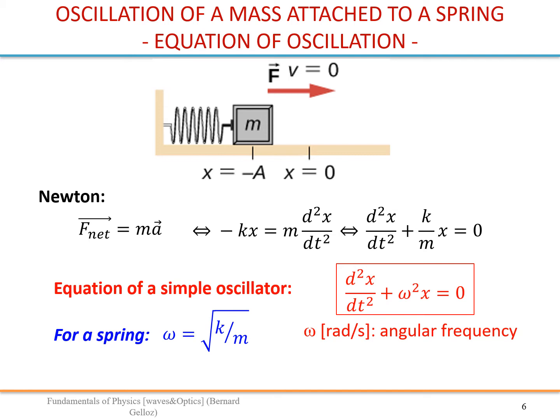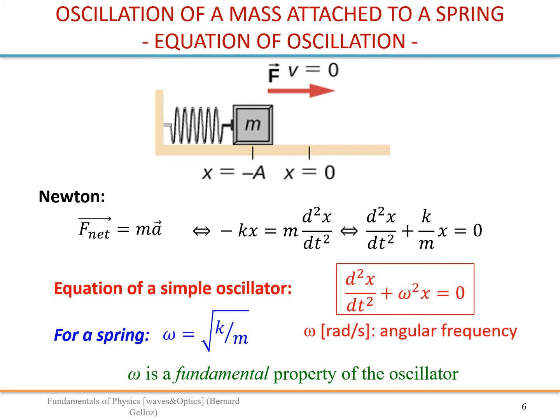This is for any kind of oscillator. It's a universal equation working for any kind of simple oscillator. You see that the only parameter in this equation is omega squared. x is what is changing over time, and the only property that can be seen in this equation is omega squared. Therefore, omega is a fundamental property of the oscillator.